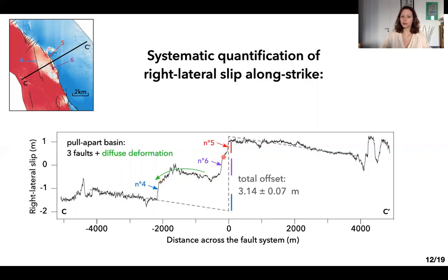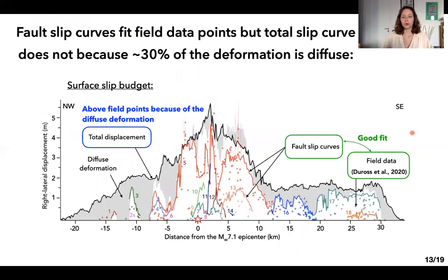And so we measure all those different amounts of slip on the faults, diffuse deformation, and total slip, and we construct the following diagram for the whole rupture. So in this figure, you have the total fault slip curve, which is in black. And you see that you have the maximum slip of the rupture at the center, roughly around the epicenter, which is here at 0. In addition, you have the fault slip curves for all the faults. So for example, fault 5 is the one I have shown you before in red.